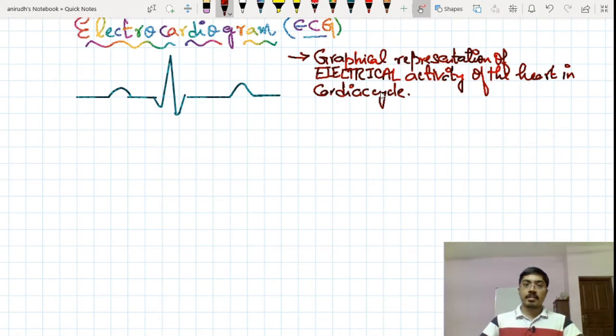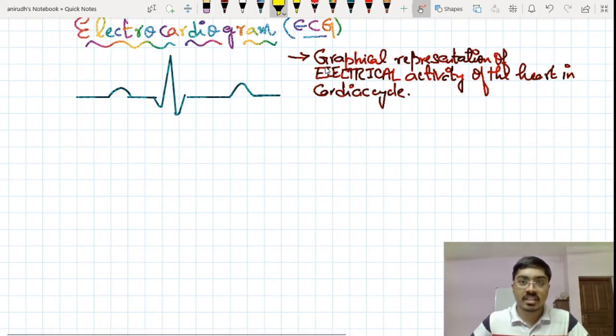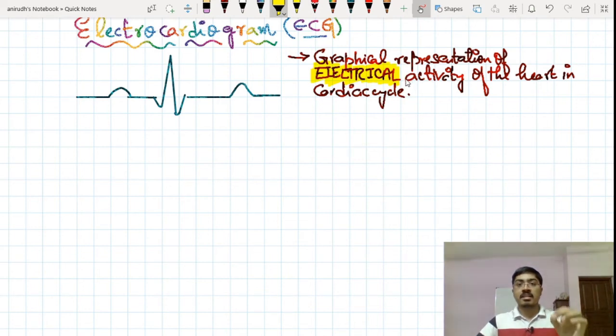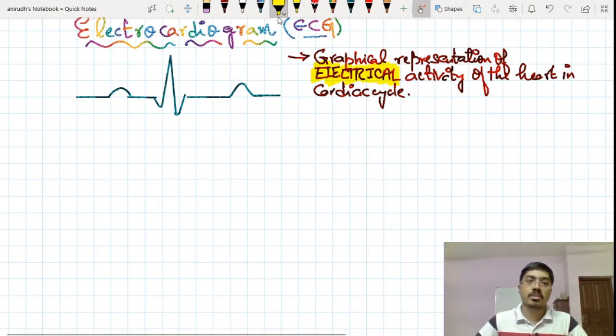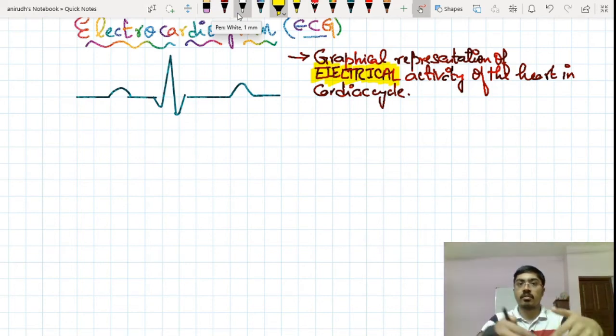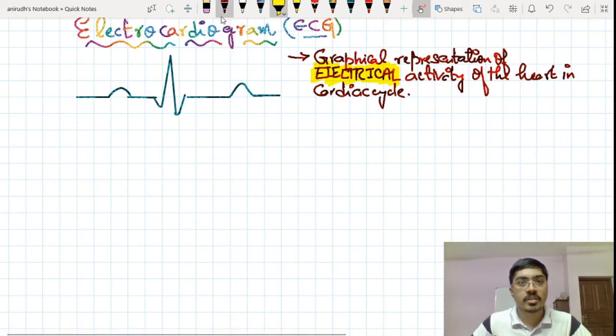So this is the important definition that you are supposed to have: the graphical representation of electrical activity of the heart in a cardiac cycle. This is the definition of electrocardiogram. They can directly ask you this. Graphical representation as which of the following? They will give you 4 options. So you will have to select ECG, isn't it? So that's one question. Now this is how a typical ECG looks like.